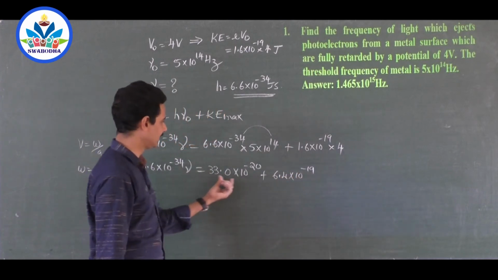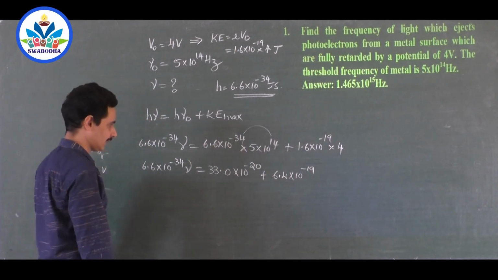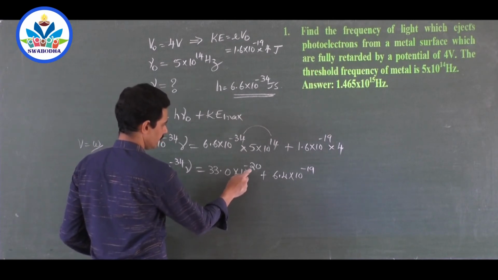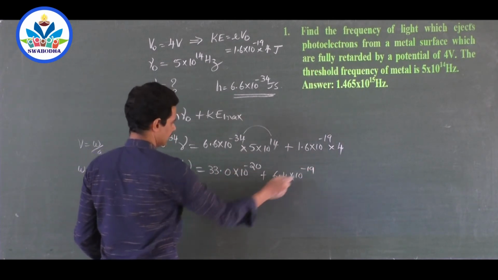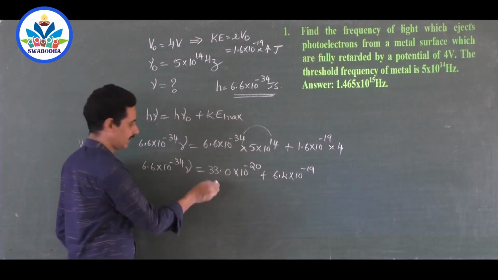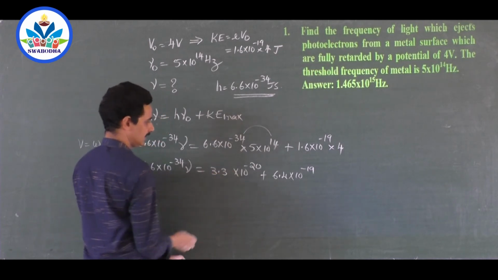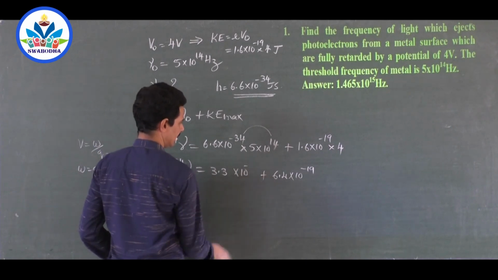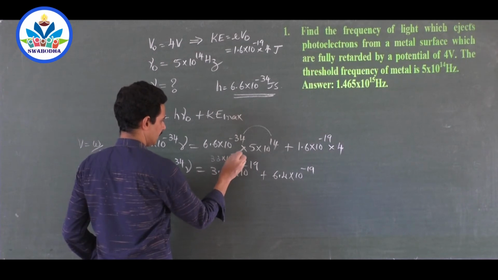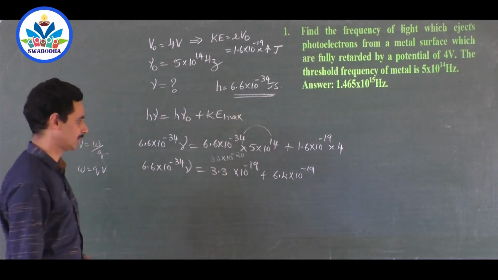And if I want to add these two, both should have the same power of 10. So shall I change it here only? This is 33. I want to make this 10 to the power minus 19, as it is here. What can I do? I can donate one 10 to the power minus 1 to the 33. What does it become? 3.3 instead of 33, 10 to the power minus 19. Is it okay? 33 into 10 to the power minus 20, donating one 10 to the power minus 1 to this, gives 3.3 into 10 to the power minus 19.